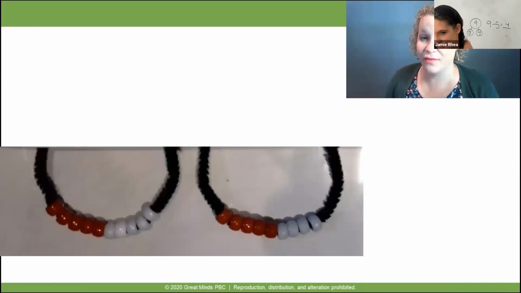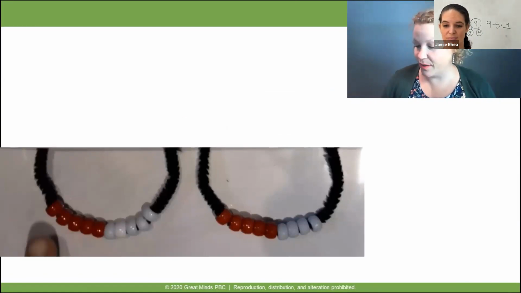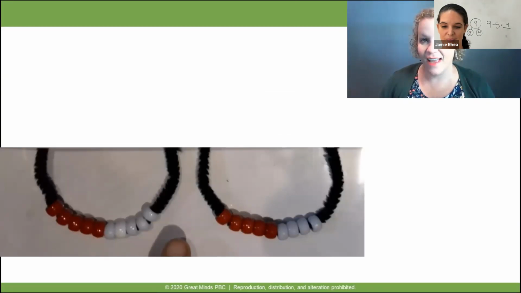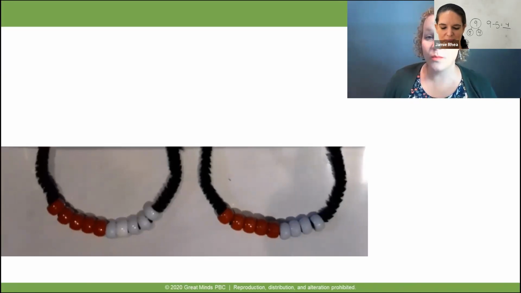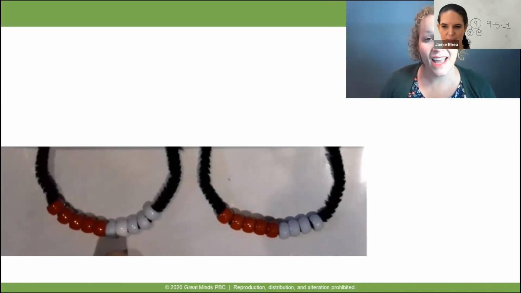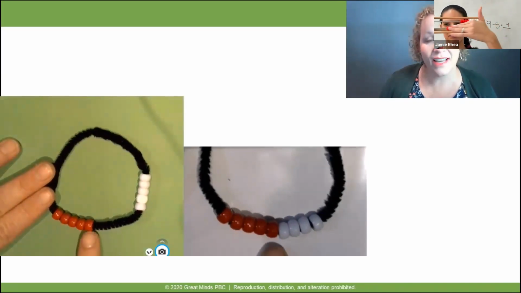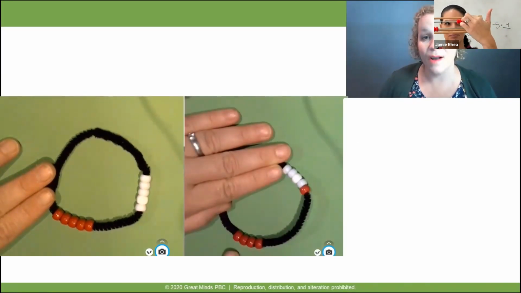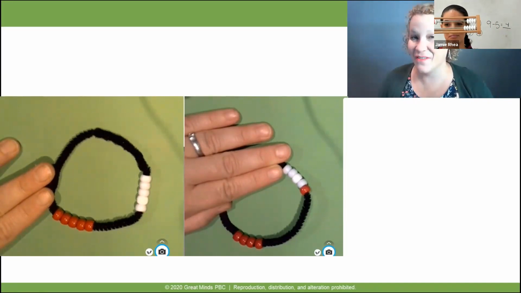Let's compare the bracelets for both problems. 10 minus 5 started with 10 beads, and 9 minus 5 started with 9 beads, which is 1 less than 10 beads. When we take 5 from both bracelets, the first bracelet has 5 beads left over, and the second bracelet has 4 beads left over, and 4 is 1 less than 5. That's very interesting.